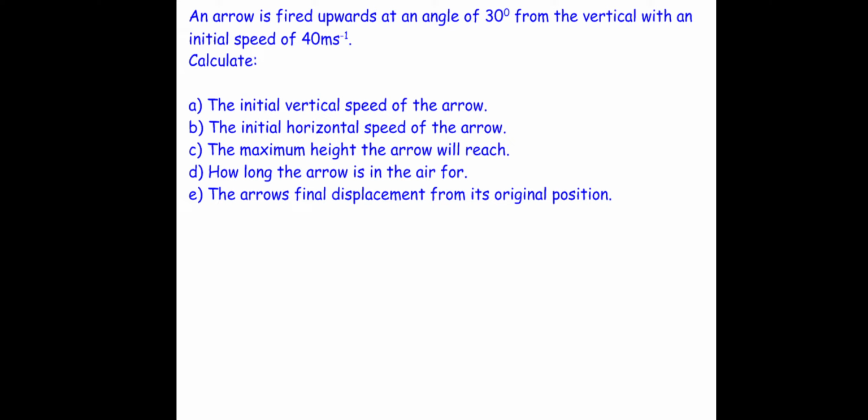So this one, be very careful. When you attempt this one, please draw a diagram at the beginning. And now I'll take you through the answer. So an arrow is fired upwards at an angle of 30 degrees from the vertical with an initial speed of 40 meters per second.